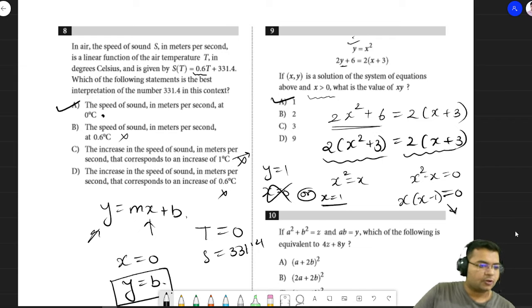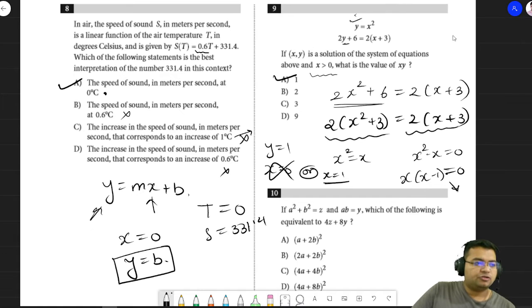Okay. y will equal 1 due to this equation, y equals x square. Keep that in mind.